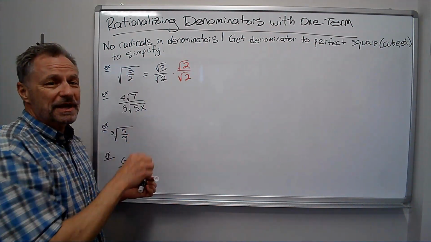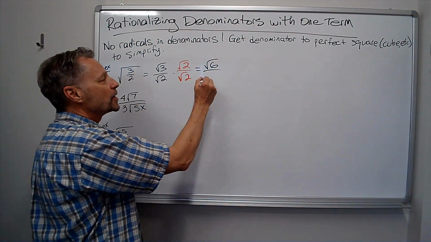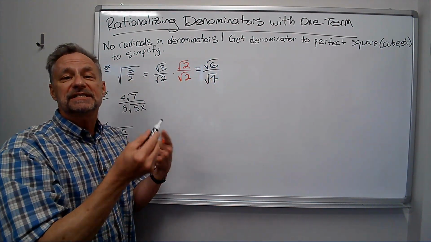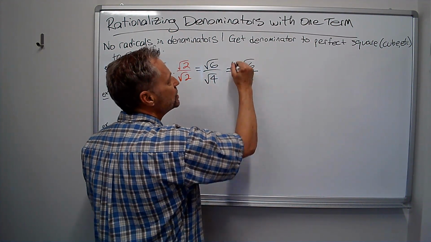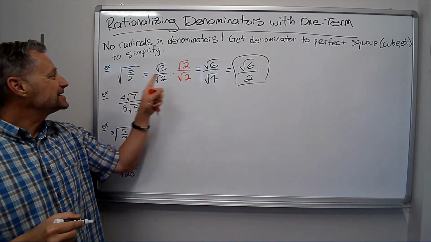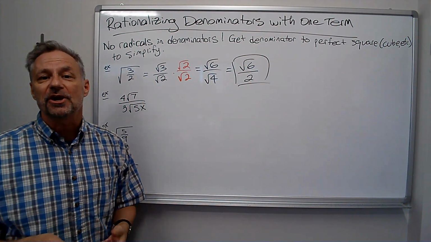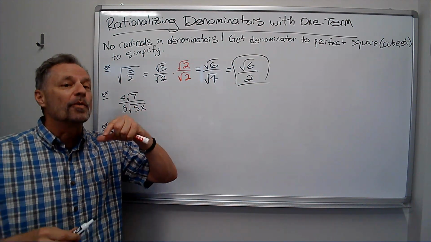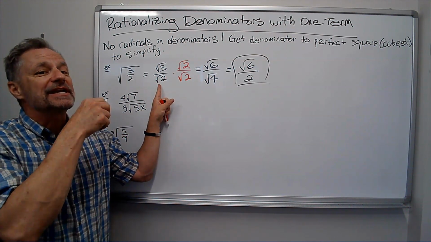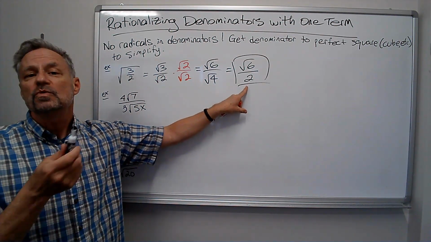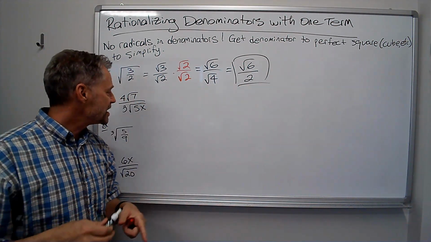When I multiply these across the top, it becomes the square root of 6. But the bottom is the square root of 4, which we know simplifies to 2. So I get the square root of 6 over 2. It doesn't look necessarily any prettier than what I started with, but there's no radical in the denominator, and that was our goal. So we've rationalized the denominator. The denominator before was the square root of 2, which is irrational. Now it's just 2, which is rational. All right, so let's do the rest of these.